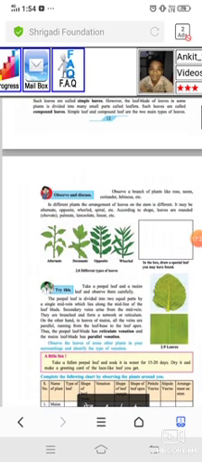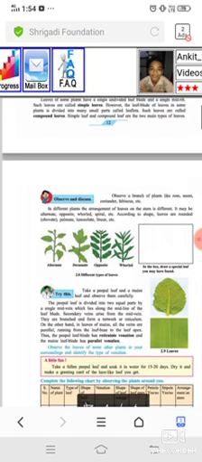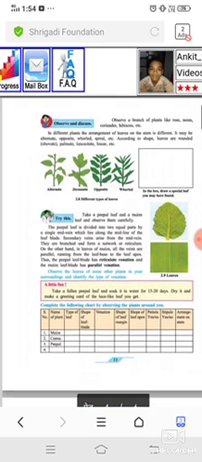Observe a branch of plants like rose, neem, coriander, hibiscus. The arrangement of leaves on the stem is different in different plants. It may be alternate, opposite, whorled or spiral, according to the leaf shape: rounded, pinnate, lanceolate.